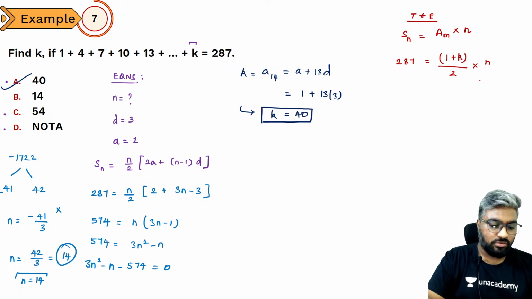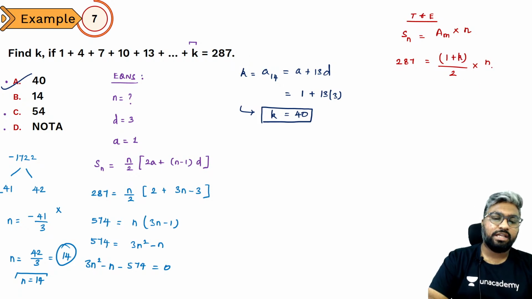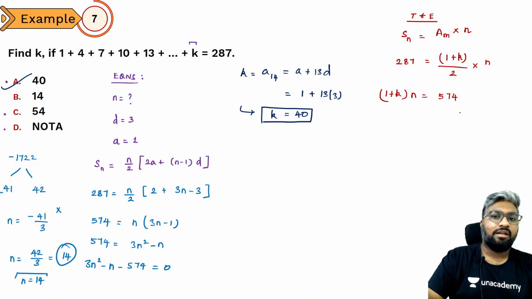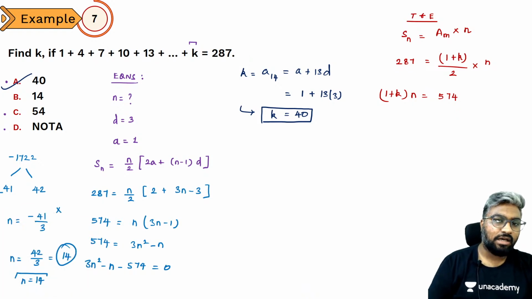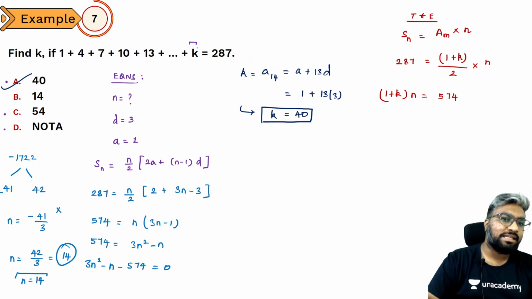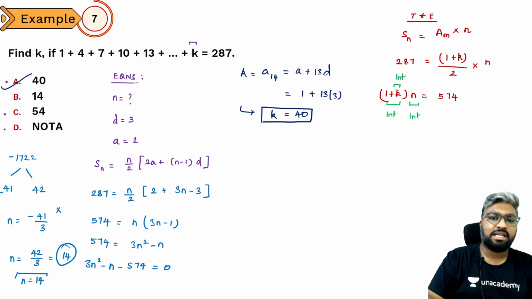1 plus k by 2 है ना? First term plus last term by 2 into n. तो 2 को उस तरफ लेके चले जाएंगे, क्या मिलेगा हमें? We will get 1 plus k into n is equal to 574. Is that clear? 574. Yes. Now what we have to keep in mind here, what we have to start trying and checking is n के possible values. Yeah, k is integer. k आपका integer रहेगा क्योंकि +3 +3 +3, k is integer. That means 1 plus k is also integer and number of terms has to be an integer. ठीक है, सारे integers हैं, 1 plus k भी integer है, n भी integer है, right?